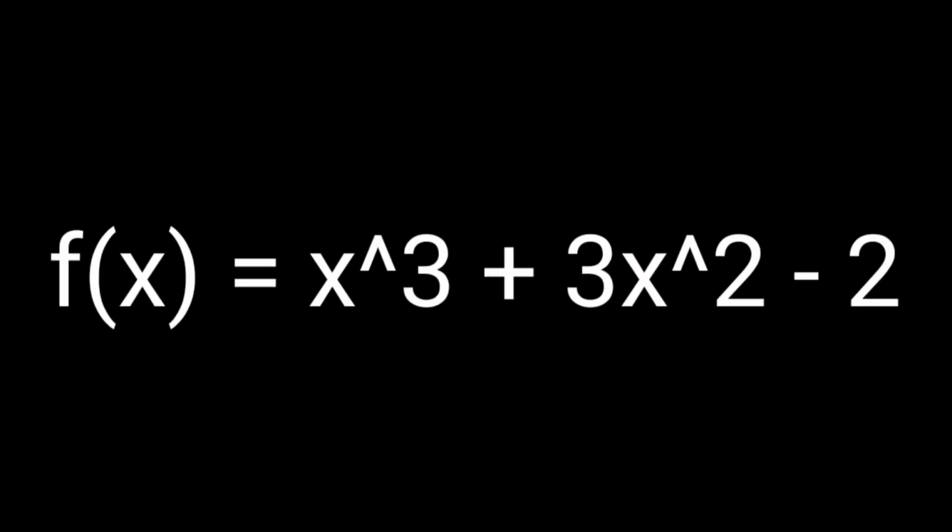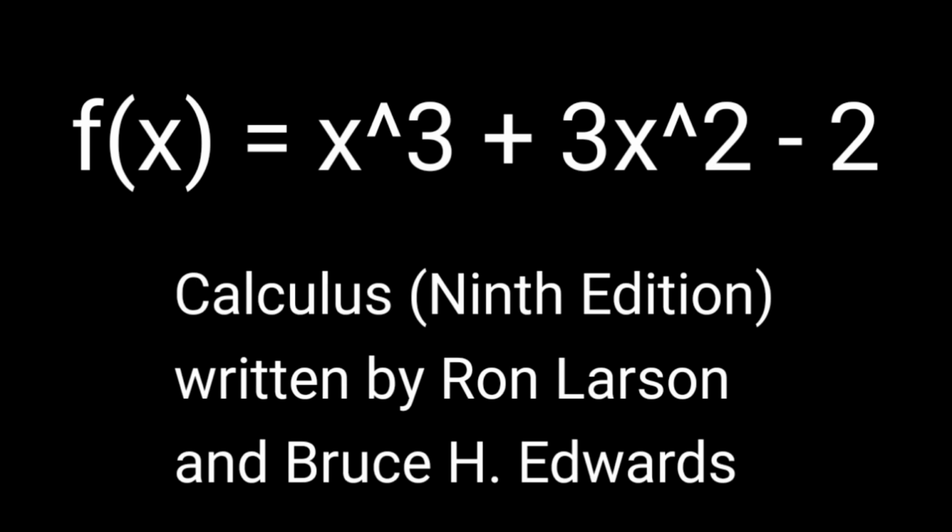Let our example be f of x equals x cubed plus 3x squared minus 2. This function was taken from the book Calculus, 9th edition, written by Ron Larson and Bruce H. Edwards. Next, we will describe the function by discussing its variables.